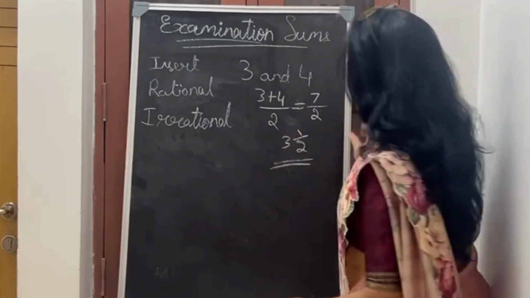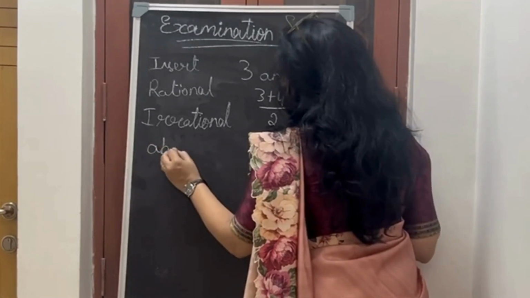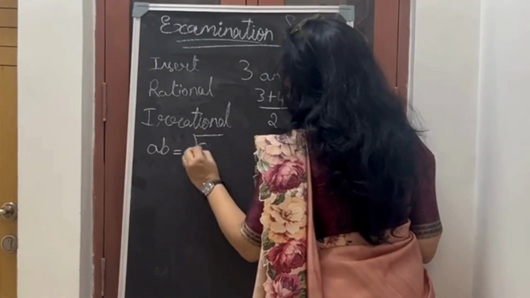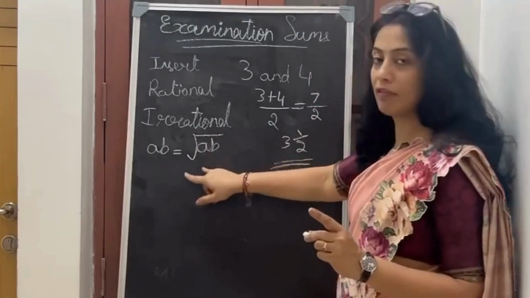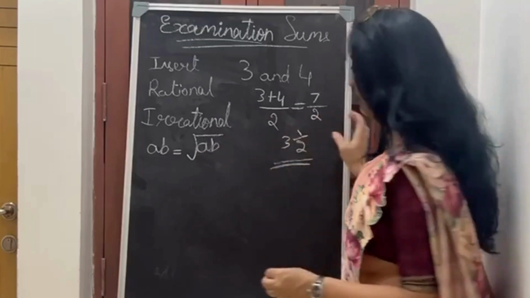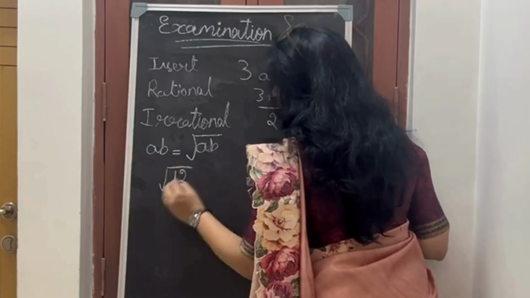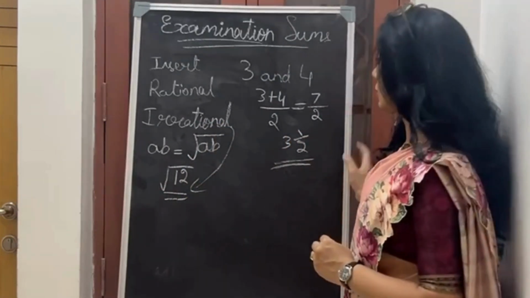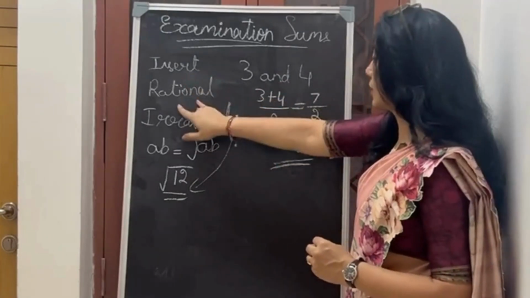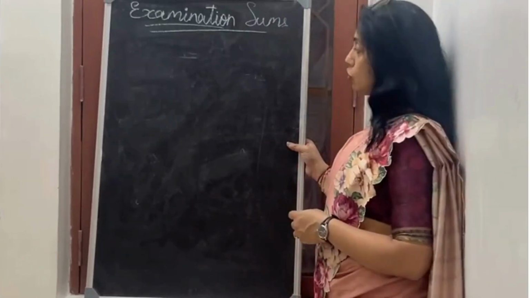Irrational number. When you multiply a and b, the square root of ab should not be a perfect square. When the square root of ab is not a perfect square, it is an irrational number. So 3 4s are 12. Square root of 12 is the answer for the irrational number. Okay? This is how you get this. The first inserted rational number is 3 and a half. The irrational number is square root of 12. My next sum is from geometry.